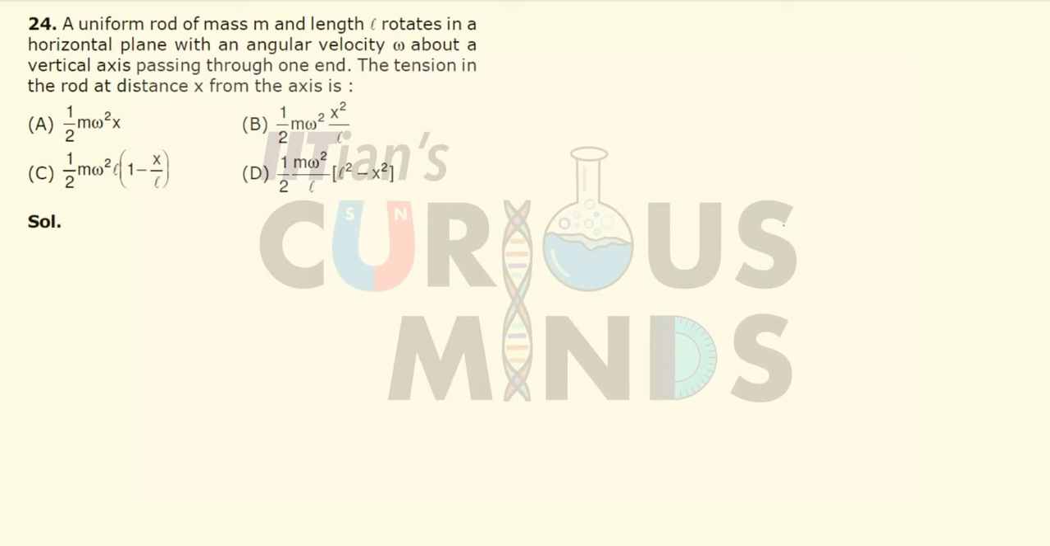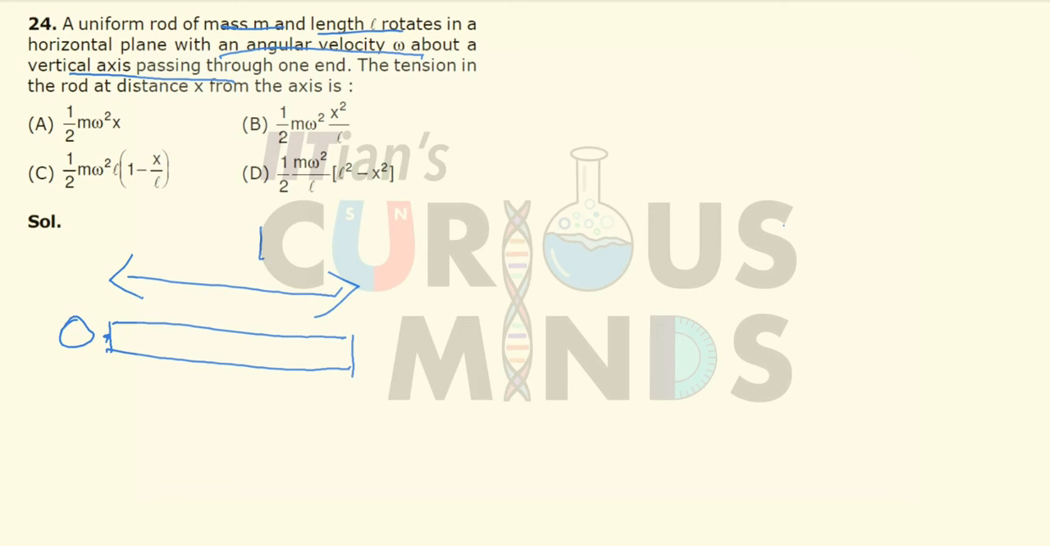A uniform rod of mass m and length L rotates about the horizontal plane with an angular velocity omega about a vertical axis passing through one of the ends. Find the tension in the rod. If I consider a rod over here of length, let us say L, it is rotating about this axis. Let me say the point is equal to O.